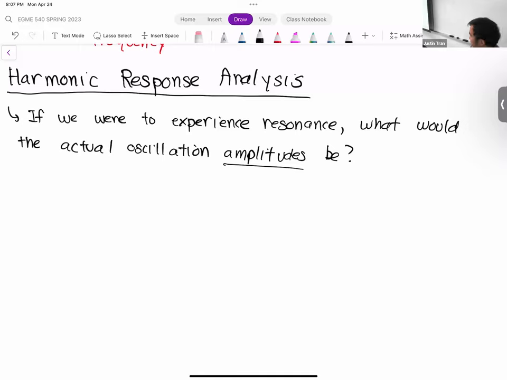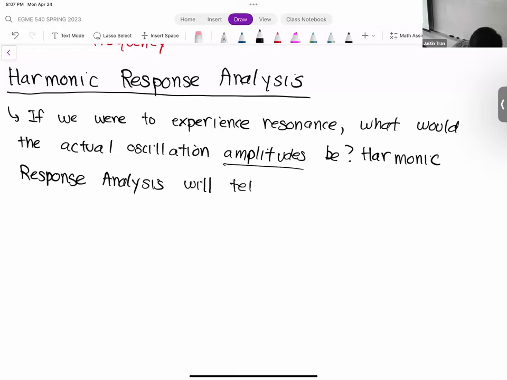But not just the shape. So now we're actually interested in seeing how much our part is going to sway. All right. So this is the purpose of harmonic response analysis. The big difference between harmonic response analysis and modal analysis is that we actually are going to apply an oscillating load.